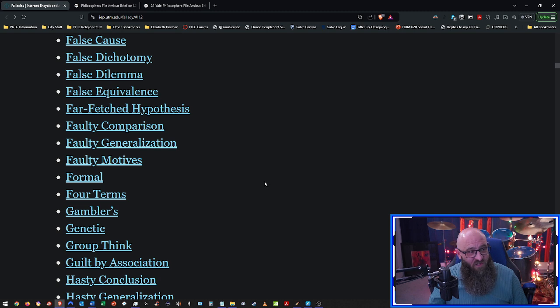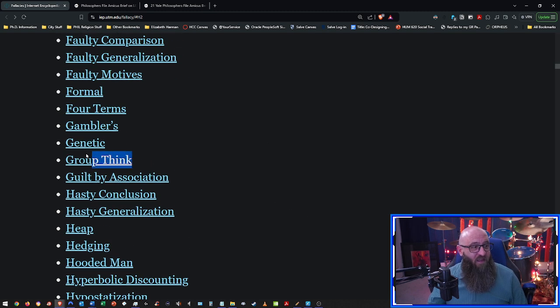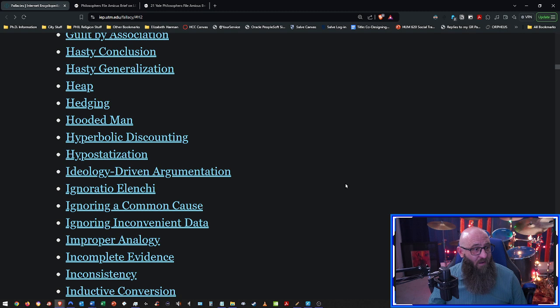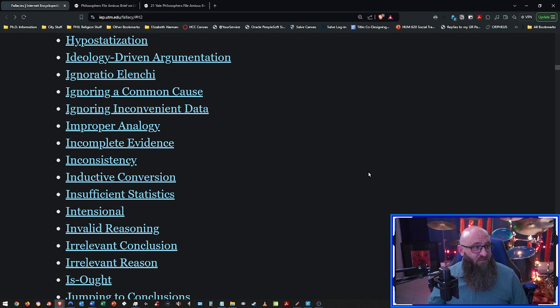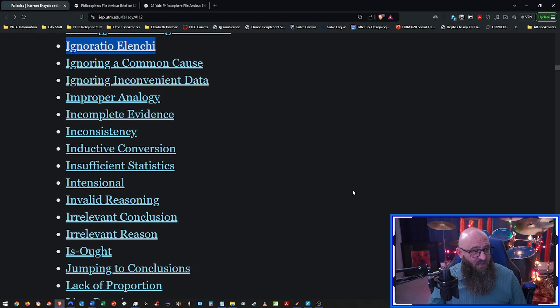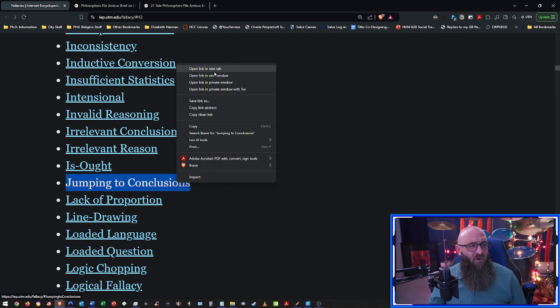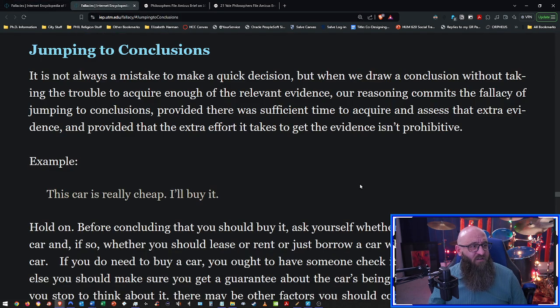Faulty generalization, faulty motives, group thinking. Group thinking is much like the appeal to popularity. This is circular reasoning. That's a good one. Begging the question is what that is. Jumping to conclusions. We do this one a lot. This is a good one. Jumping to conclusions.